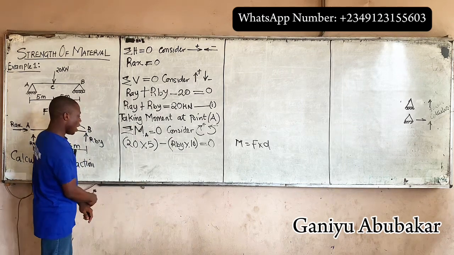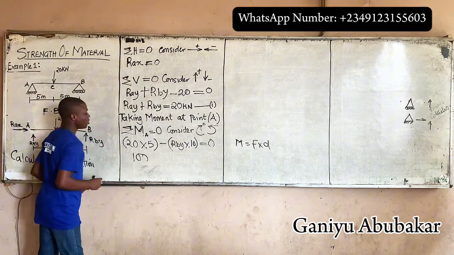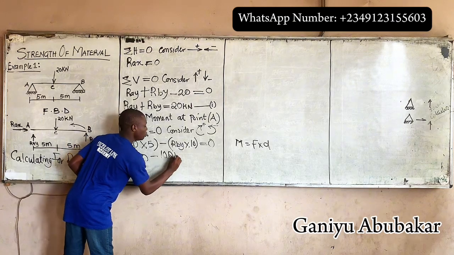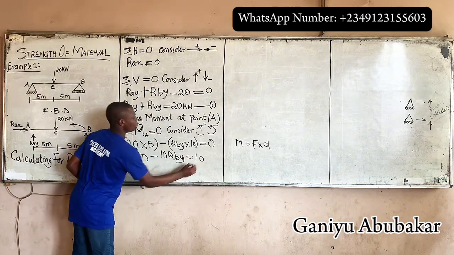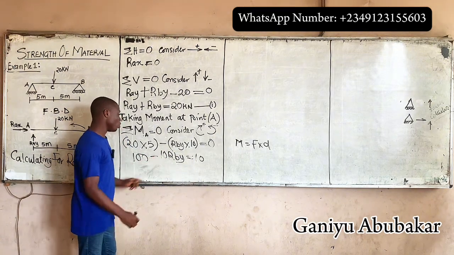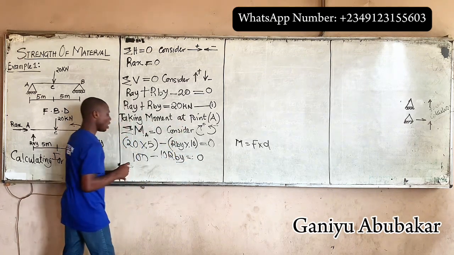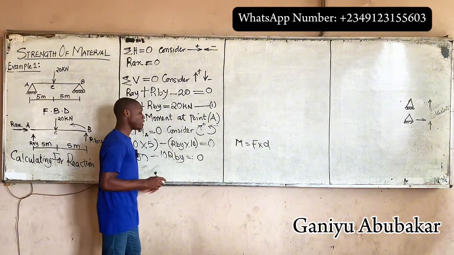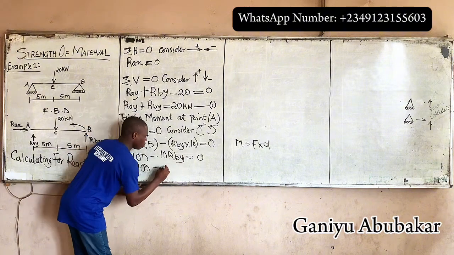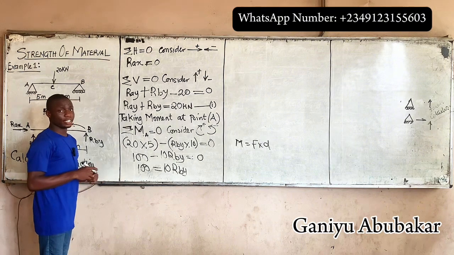Multiply this, I'll have 100 minus 10 RBY equal to 0. RBY bracket 10 gives 10 RBY. Mind you, I have this sign here. So take this one, equal to 0. I'll take this minus 10 RBY over, because it becomes a positive 10 RBY. You have 100 equals 10 RBY. At this point, get your RBY.